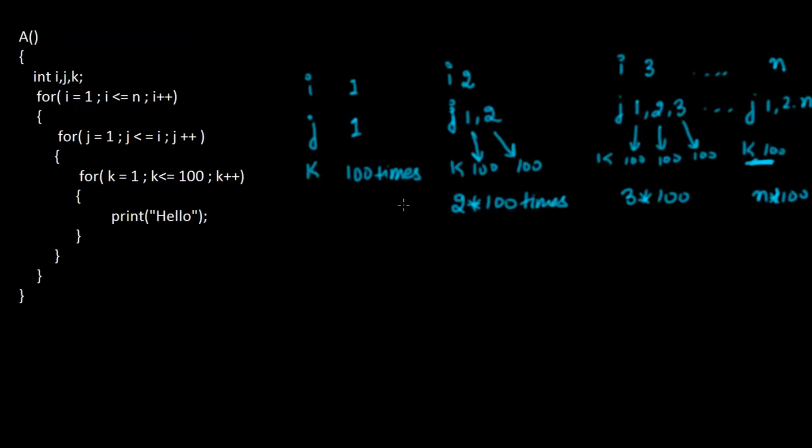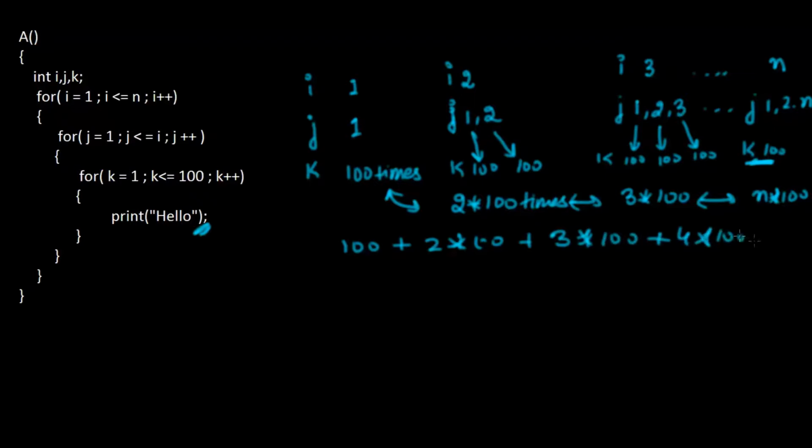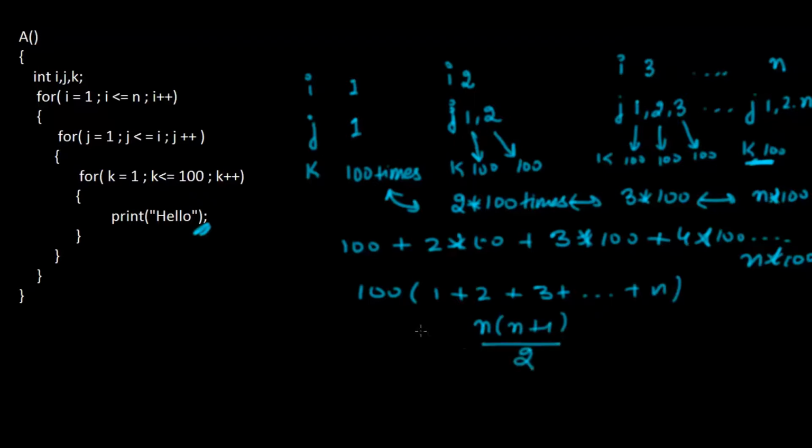Now if I add all these number of times my k is running, I will get the number of times hello is getting printed. So if I had 100 plus 2 into 100 plus 3 into 100 plus 4 into 100 and so on up to n into 100. If I take 100 common, I will get the series 1 plus 2 plus 3 plus up to n, and I can write this series as n into n plus 1 by 2 simply.